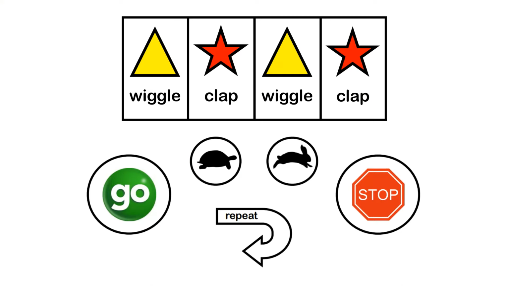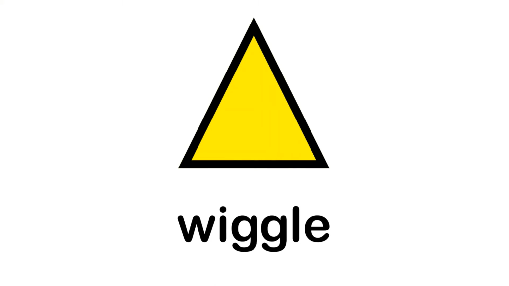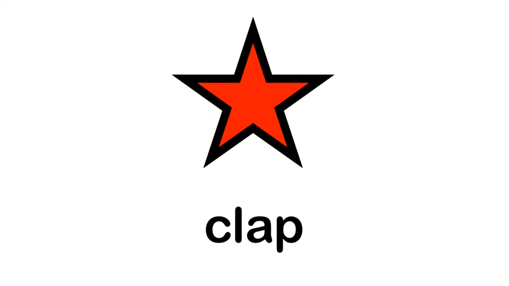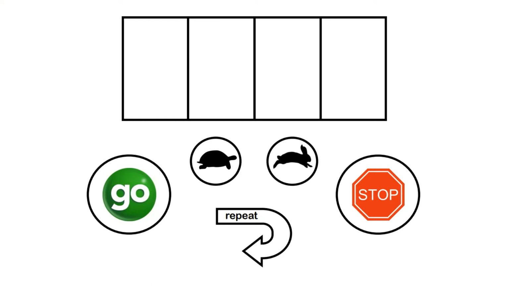stop. Great job, everyone. So let's try it again, but this time we're going to repeat the pattern once. You'll see the repeat button pop up on the screen, and that's when you'll start again from the beginning. Ready? Start. Wiggle, clap, repeat, wiggle, clap, stop. Great! Did you find anything tricky about that?